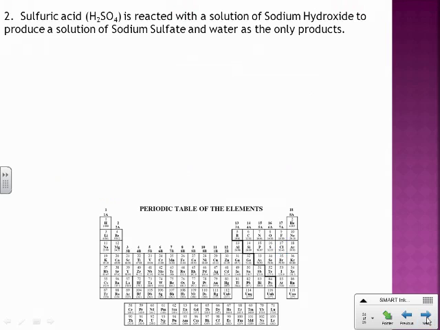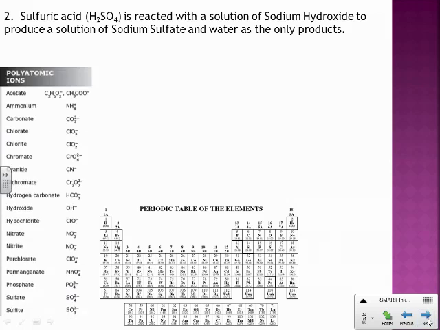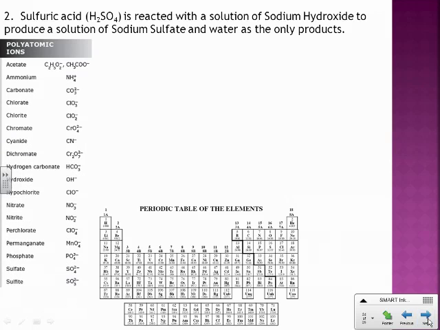Okay, so let's move on to number 2. We have sulfuric acid is reacted with a solution of sodium hydroxide to produce a solution of sodium sulfate and water. So I'm going to pull this polyatomic ion chart up since we're going to need it to write some of these formulas. So first we have sulfuric acid, H2SO4. It gives us the formula, so just go ahead and write it down. H2SO4 says it's reacted, so there's your plus, with a solution of sodium hydroxide.